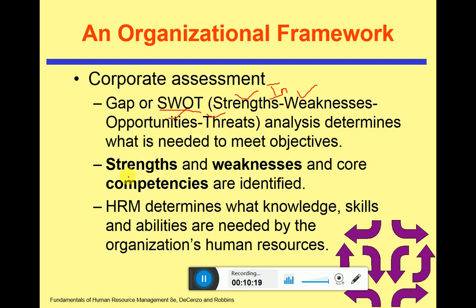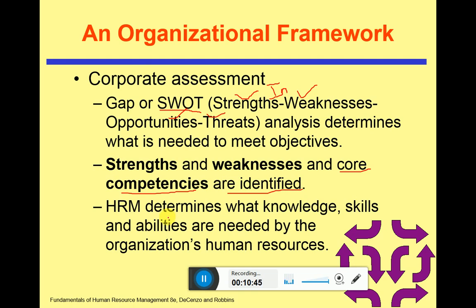So once the organization identified strengths and weaknesses and the core competencies, meaning unique skills, uniqueness, something that is totally differentiated from the others. These unique qualities are identified only through SWOT analysis. And all these are part of your strategic planning process.